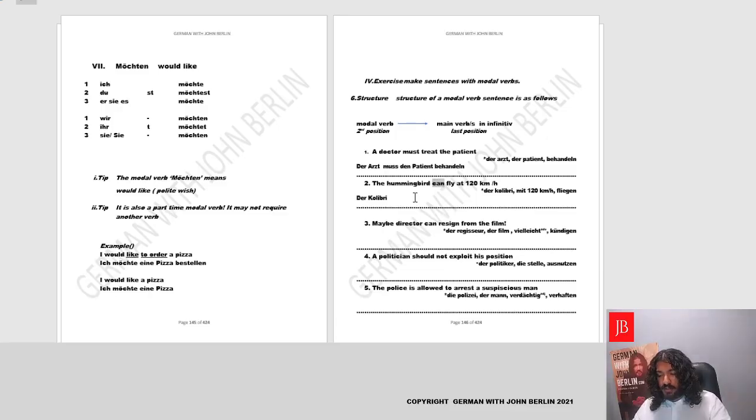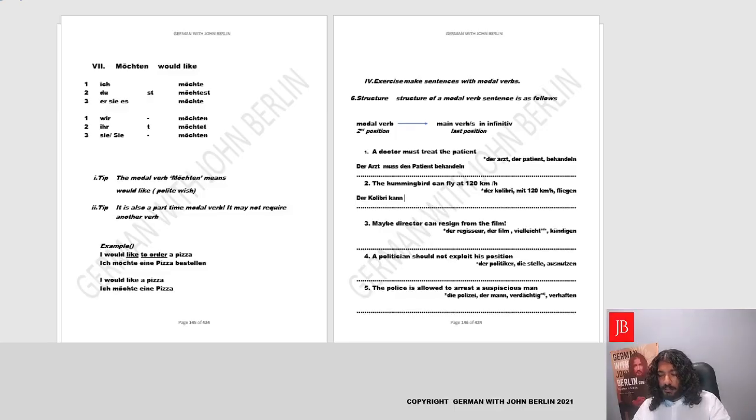It has got two meanings, which are Fähigkeit and Möglichkeit. Which one is this? So the hummingbird can fly. It's the ability. So it's Fähigkeit. So it's just good to know. And we'll conjugate ich kann, du kannst, sie, es kann. So der Kolibri kann. Now we have this at 120 kilometers per hour.